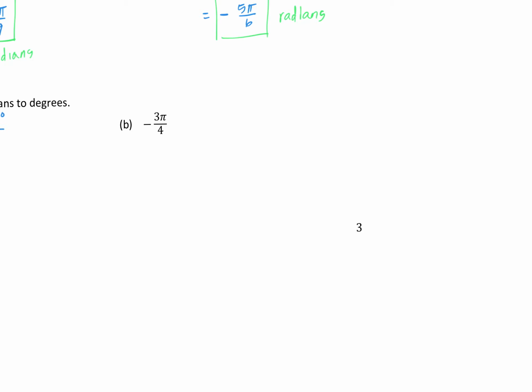In B, we have negative 3 pi over 4, so again, multiplying by 180 over pi, and we need to add our degree symbol here. It's still going to be negative. I'm going to reduce it first because I can see that 4 goes into 180 45 times. So 45 degrees times 3 would be negative 135 degrees.